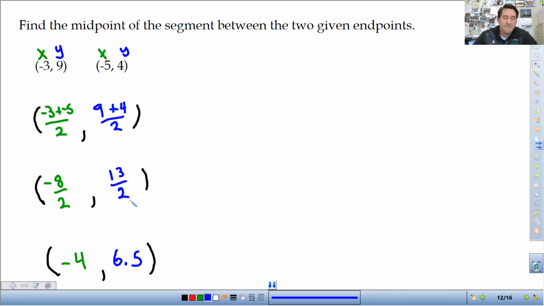So use a decimal. I think that's just easiest with the midpoint here. Don't do a mixed number. So if it doesn't come out to a whole number, just use a decimal, 6.5.